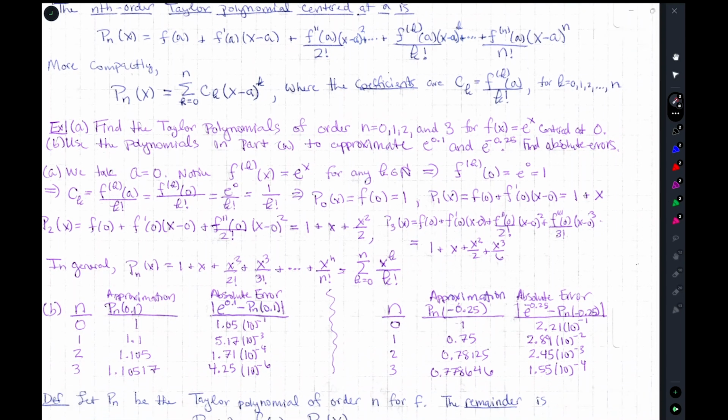Let's take a look at using these approximations.